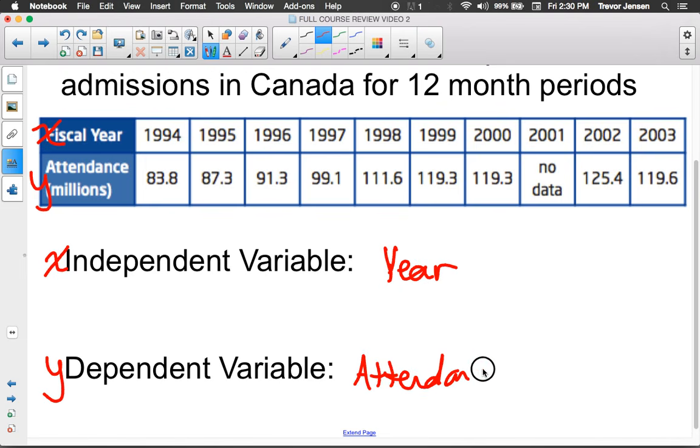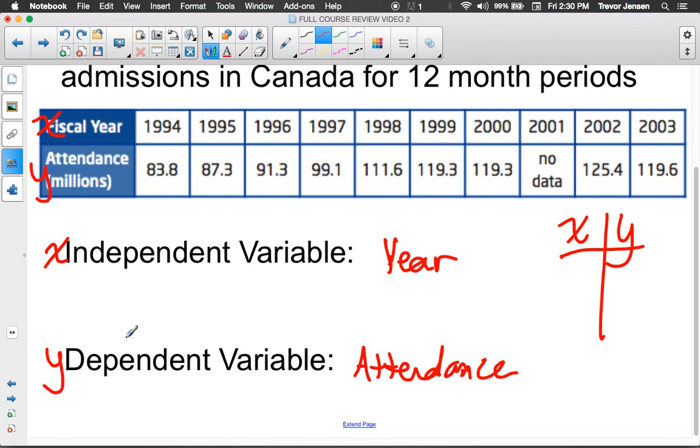And another way to tell which variable is which is that attendance depends on the year, so that makes it our dependent variable. The year causes a change in the attendance is another way to think about it, so that makes it our independent variable. If you're given data in vertical columns, remember that x is usually given to us on the left, so independent on the left, y on the right.